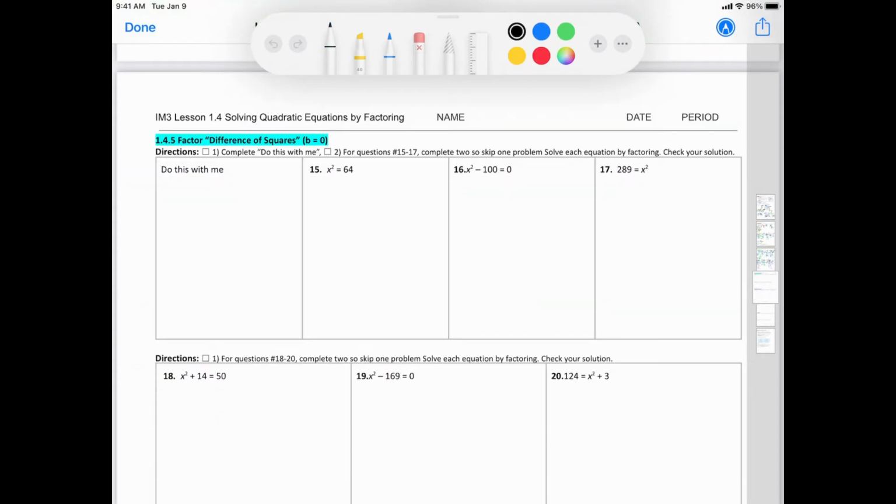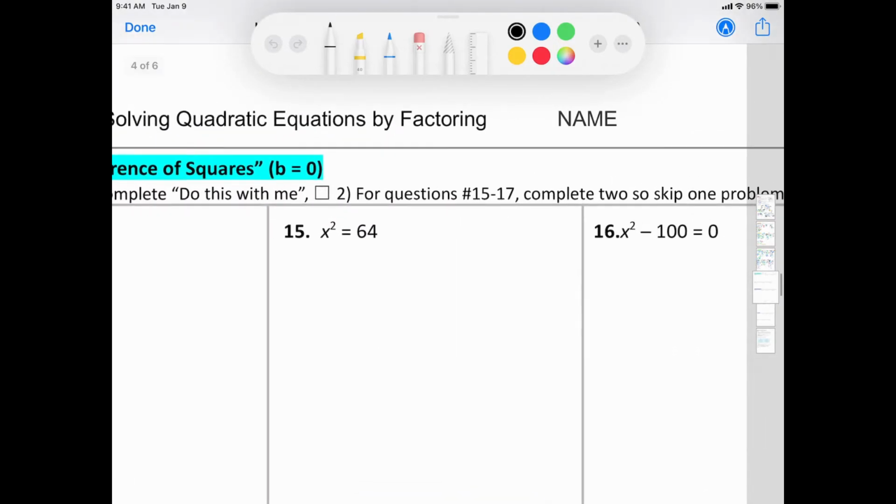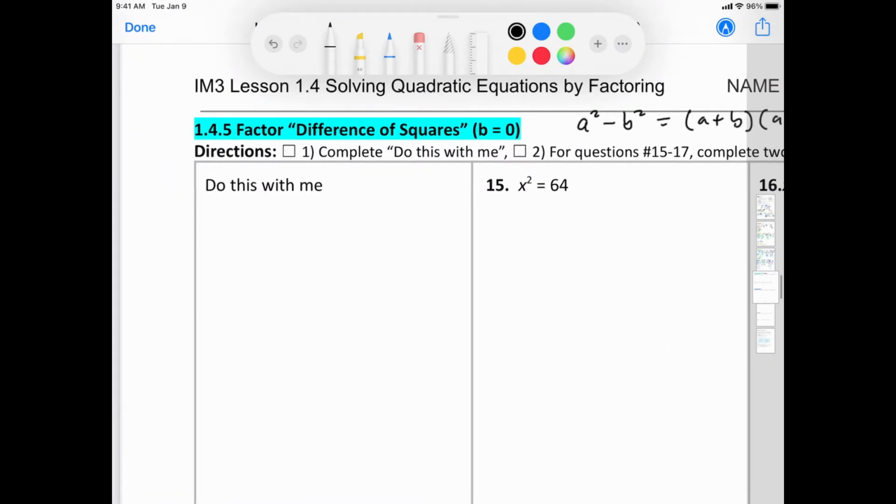All right, let's go over 1.50, factoring the difference of squares. Basically, this means b equals 0. I'll show you guys the formula, but I don't like memorizing it. A squared minus b squared equals a plus b times a minus b. The reason I don't is because it's just another formula to memorize, and it's kind of easier if you just use the Xbox method. So let's go ahead and try this example with me.